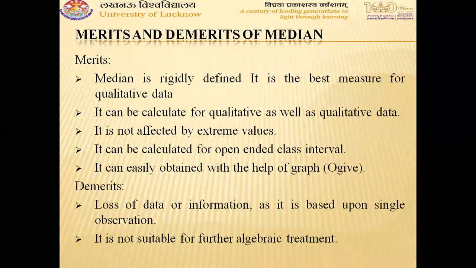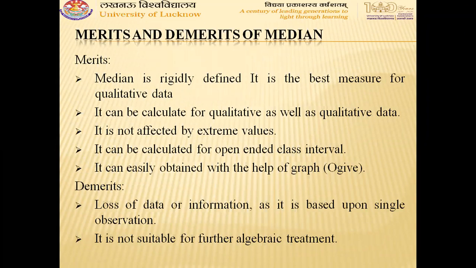Now the merits and demerits of the median. Median is rigidly defined. It is the best measure for qualitative data. It can be calculated for qualitative as well as quantitative data. It is not affected by extreme values. It can be calculated for open-ended class intervals. It can be easily obtained with the help of a graph. As I have told with the cumulative frequency curve, if we draw the perpendicular on the horizontal axis from the intersection of two ogives, then it will provide the median.